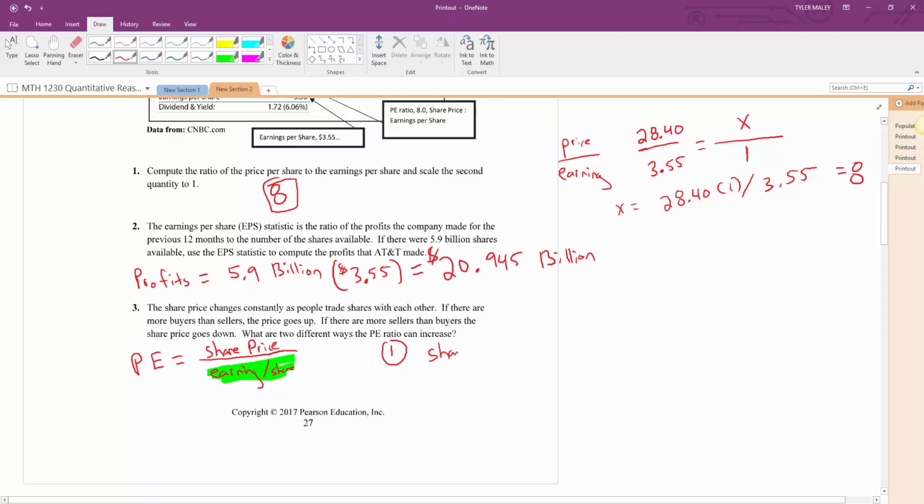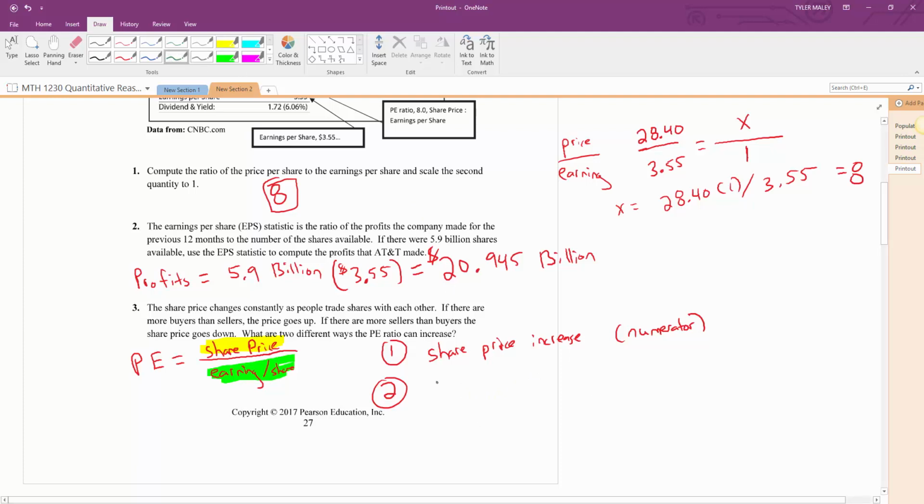The share price needs to increase, and this is the numerator. The second way is, now we want to fix the numerator. So I'm going to fix the yellow, the share price, and we want to change the earnings per share. How would the earnings per share have to change now in order to drive up the PE ratio? What would happen is the earnings per share would have to decrease.